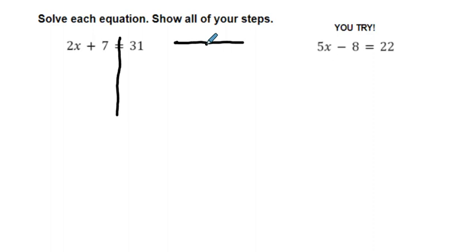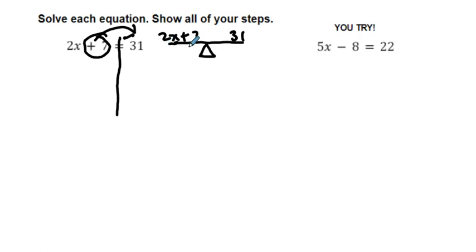If you think of it like a teeter-totter with a bit of a fulcrum there, we've got 2x plus 7 over here, and we've got 31 over here. And right now, these perfectly balance each other because that's what the equal sign says. So the idea is that whatever we do to one side, we have to do to the other side, otherwise we're going to throw it out of balance. For example, I'm going to take this 7 and move it over to the other side. Essentially what I'm doing is taking 7 away from here.